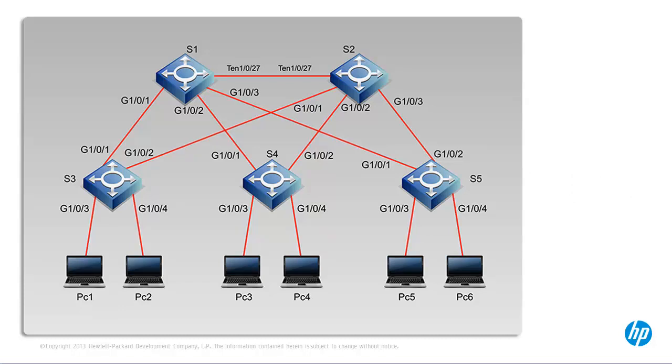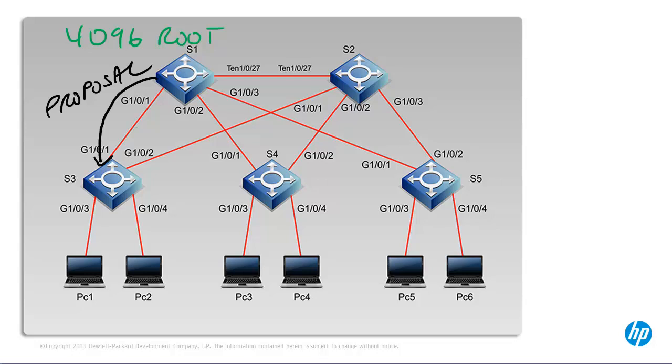Rapid Spanning Tree introduces a proposal and agreement sequence to increase performance. If, for example, switch 1 is configured as the root switch with a priority of 4096, and this link came up between switch 3 and switch 1, switch 1 would send a BPDU to switch 3, but that BPDU contains a Rapid Spanning Tree extension which contains a proposal message. Switch 1 is proposing that it be the root.